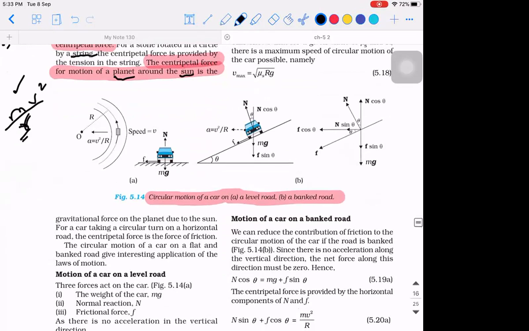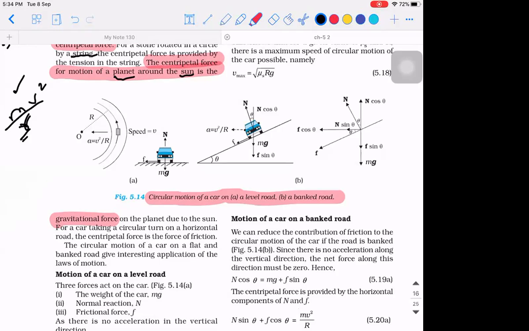It is the gravitational force on the planet. The gravitational force between the planet and the sun is what is providing the necessary centripetal force. Similarly, there is an electron which is revolving around the nucleus. Who's providing the necessary centripetal force? The nucleus. It is the electrostatic force between the nucleus and the electron, because there will be an attractive force, right? So that is providing the necessary centripetal force.